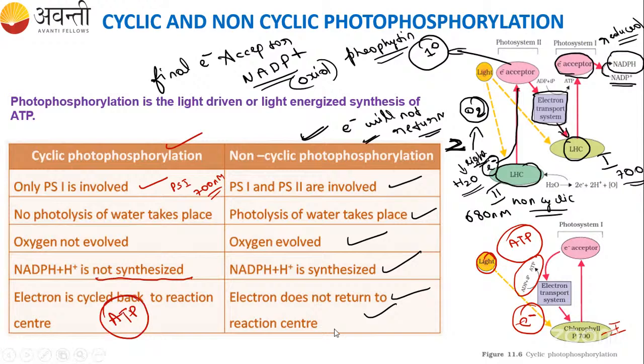No NADPH, no splitting of water, and no involvement of photosystem II, and there is no release of oxygen. Only ATP synthesis. That's it. That is about cyclic photophosphorylation. What you have to do is remember the diagram. They may give you a diagram, remove some of the labeling, and ask you to identify it by A, B, C. You have to remember this, guys.